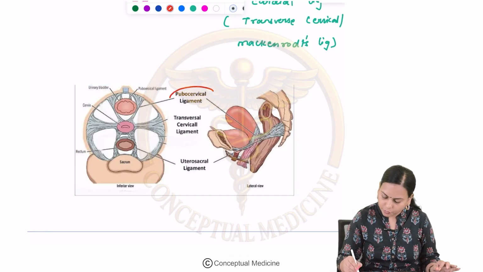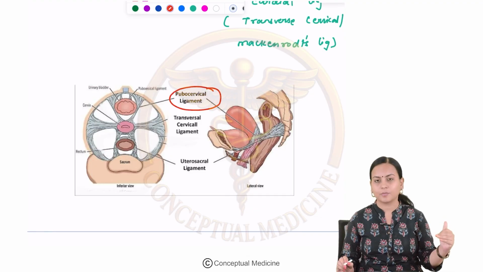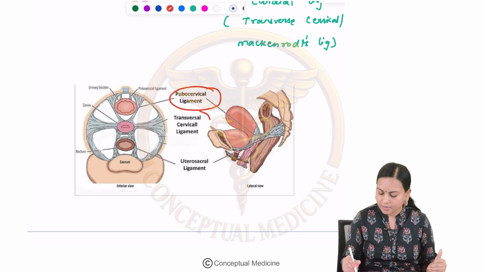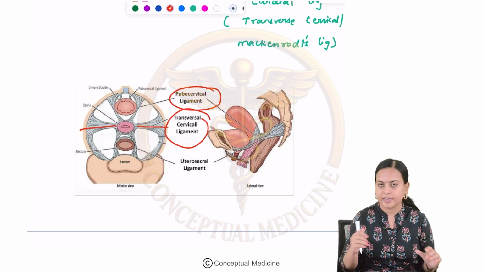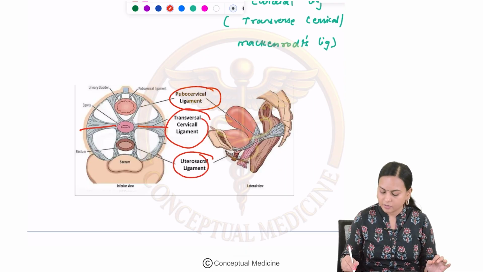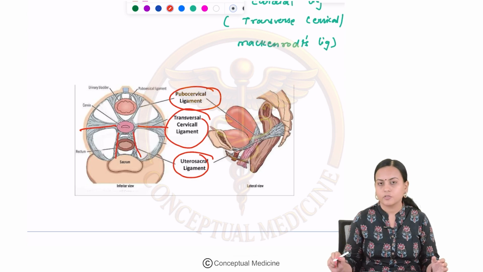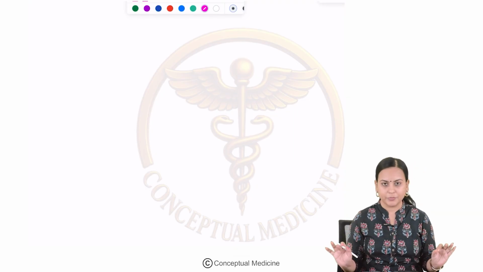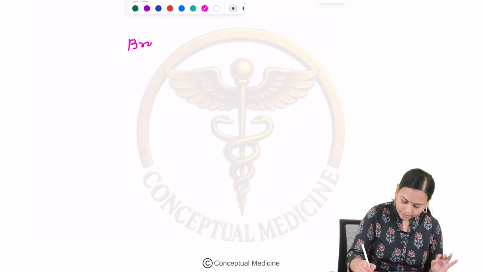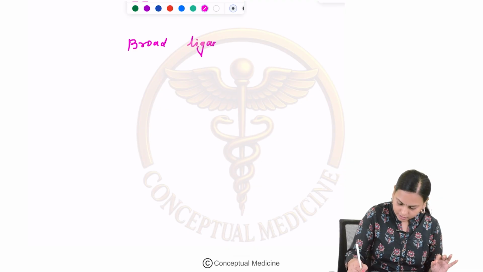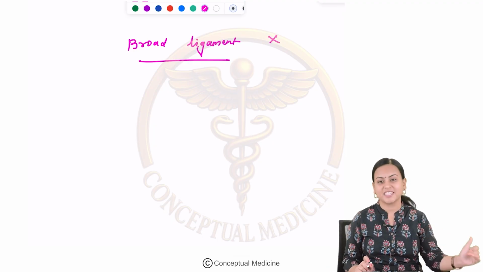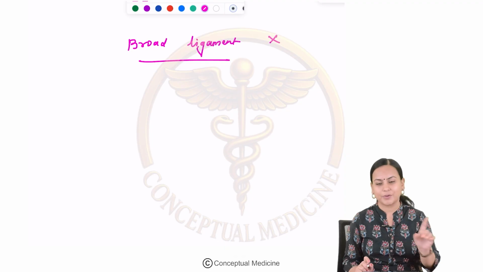This picture shows you the various ligaments that are supporting the uterus. We have the pubo-cervical ligament, which is present between the pubic symphysis and the cervix. Then a transverse cervical ligament running in a transverse manner from the cervix. And then the uterosacral ligament, running from the uterus towards the sacrum. Now I want to make one important point here: the broad ligament is not a support to the uterus. You can mention any ligament you know, but definitely not the broad ligament.